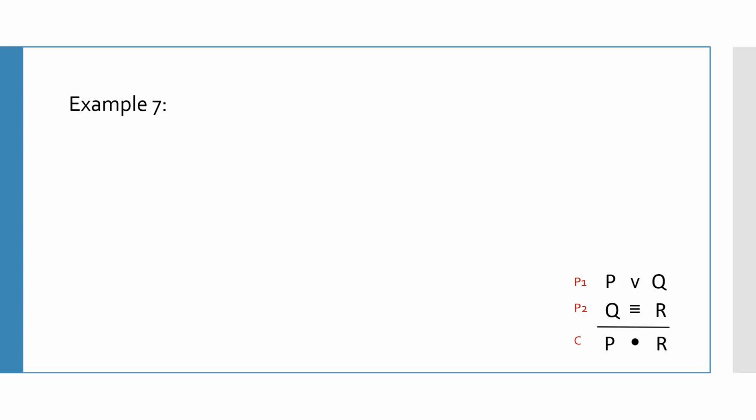So let's take a look at this particular example. Premise 1 says P or Q. Premise 2 says Q if and only if R. And then the conclusion says P and R.